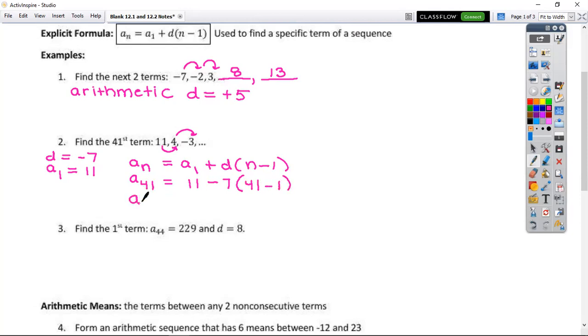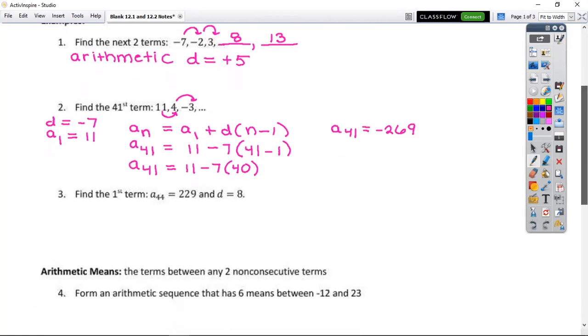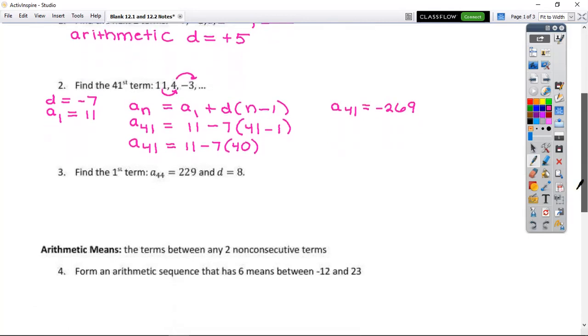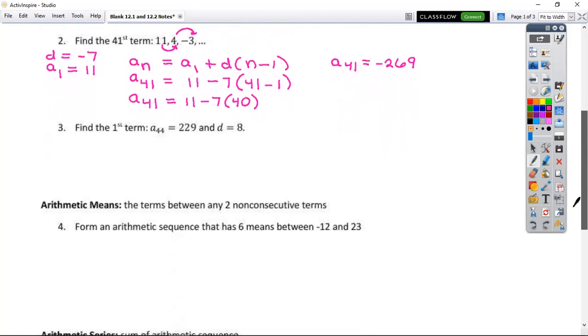All right, so a sub 41 is equal to 11 minus 7 times 40. And at that point, you can just type it in the calculator. So what is this? 11 minus 7 times 40. Negative, yep, 269. Perfect. Negative 269 would be that term. Okay. Easy so far? Yeah, it's pretty much just review today, mostly anyways.